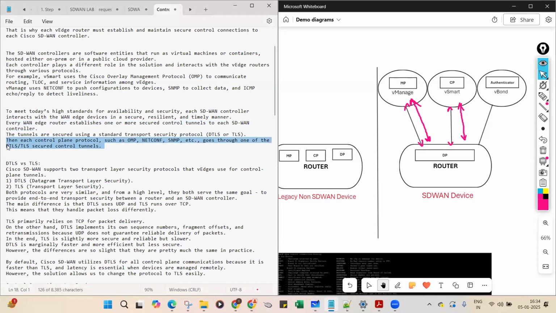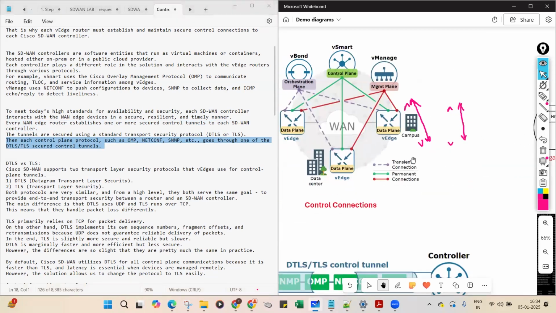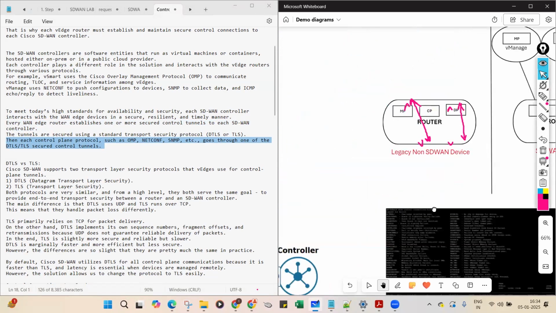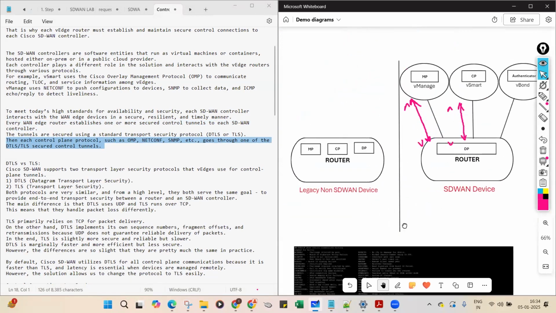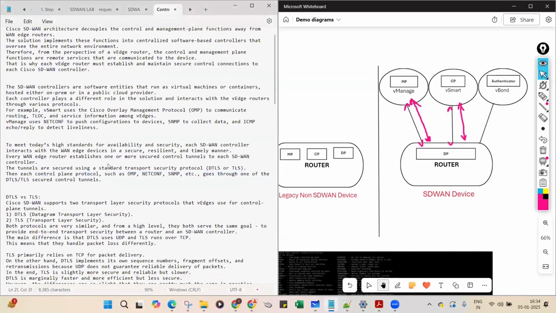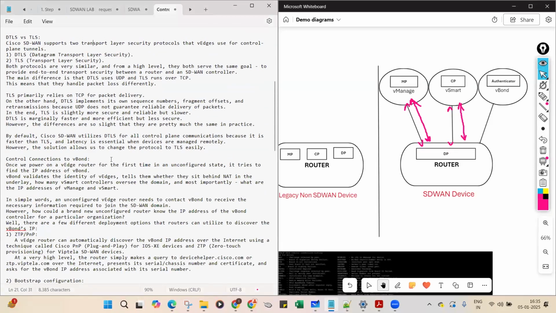Each control plane protocol such as OMP, netconf, SNMP, etc. goes through one of these DTLS tunnels. As we discussed over here, each piece of information is passed through this tunnel itself, so it is secured. So there are two tunnels that can be formed between the routers and the controllers, that is DTLS and TLS.